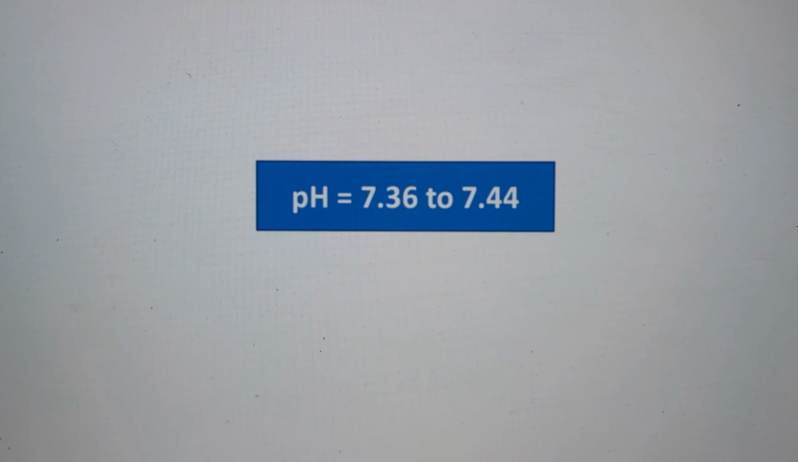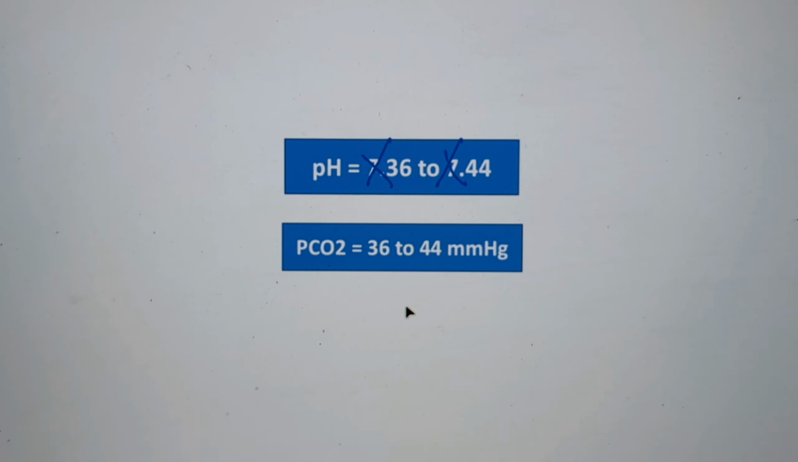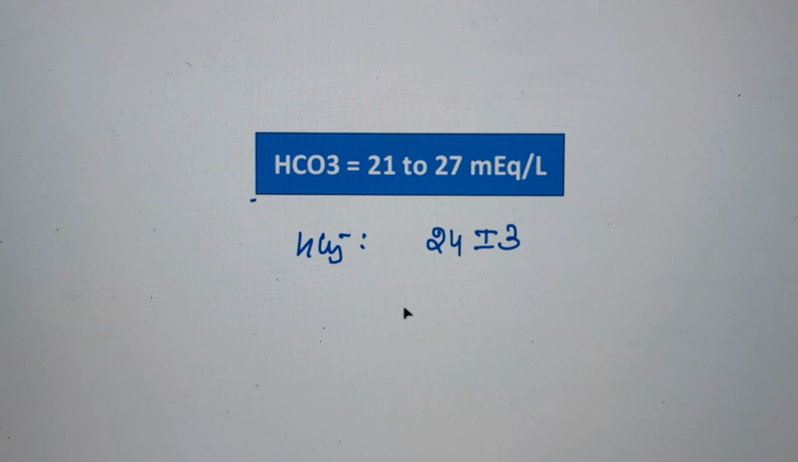Here we go. Now we are going to discuss the normal values and basic analysis of ABG. The normal pH is 7.36 to 7.44. A helpful trick to remember the normal PCO₂ range is to remove the 7 from the pH value. So the PCO₂ range is 36 to 44 mmHg. The normal bicarbonate level is 21 to 27 milliequivalent per liter.